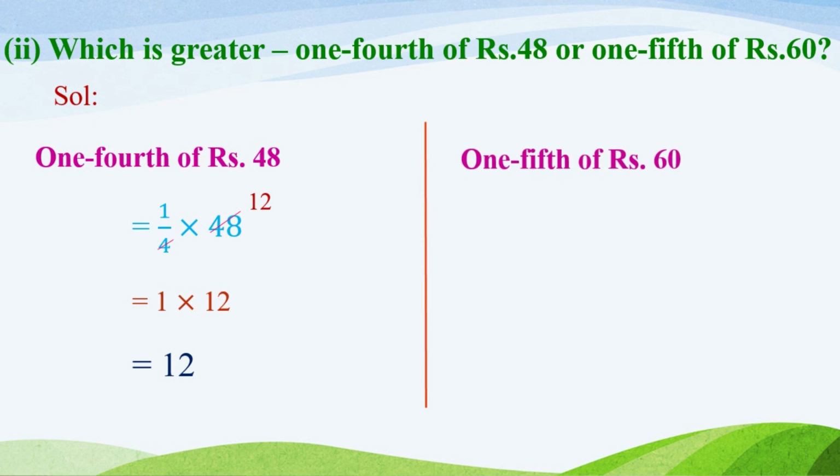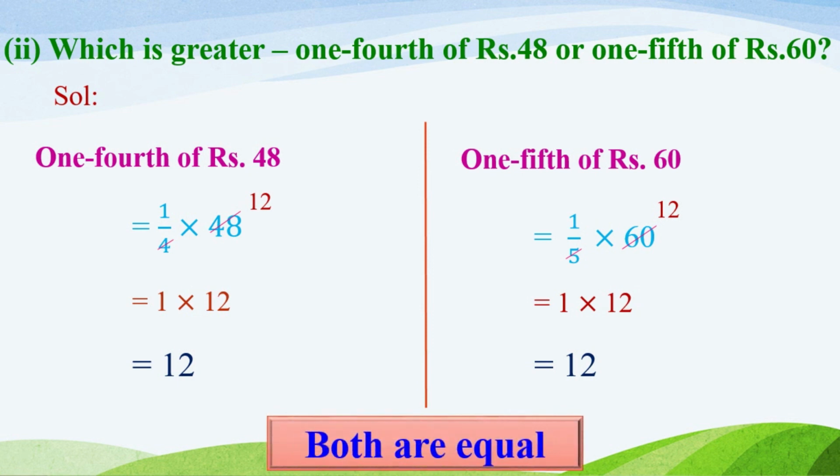Let's see. 1/5 of rupees 60. 1/5 means 1 by 5. Of means multiplication into 60. That is 1 by 5 into 60. Cancel the common factor. 1 5 is 5. 12 5s are 60. Is equal to 1 into 12. 1 12 is 12. Now compare the values. 1/4 of rupees 48 is equal to 12. 1/5 of rupees 60 is equal to 12. Therefore, both are equal.